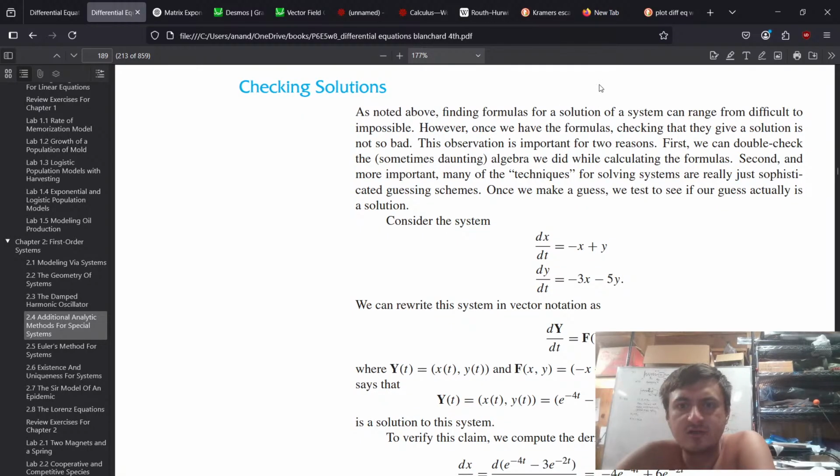All right, checking solutions. As noted above, finding formulas for a solution of a system can range from difficult to impossible. However, once we have the formulas, checking that they give a solution is not so bad.